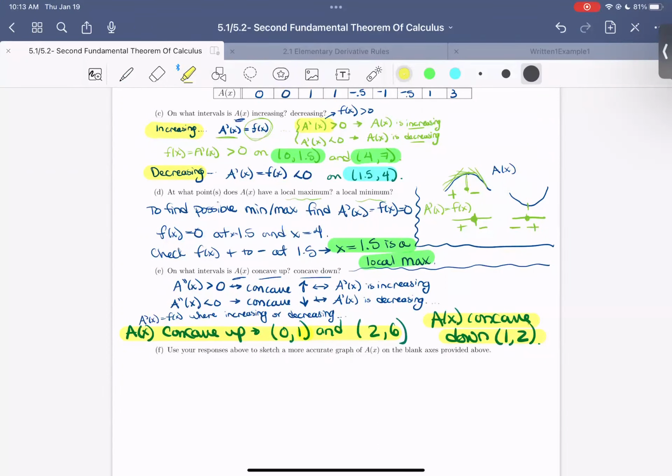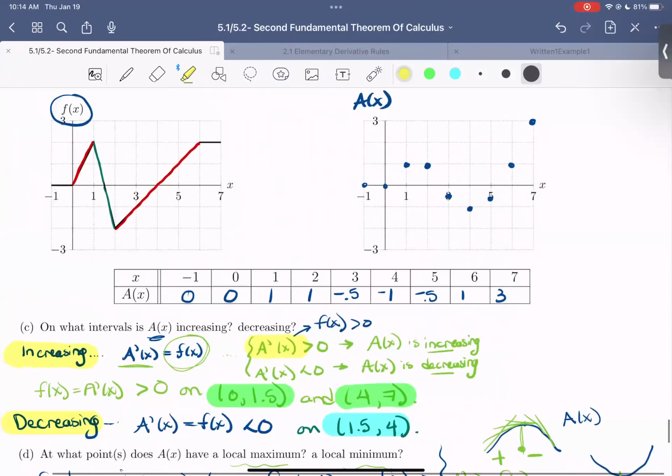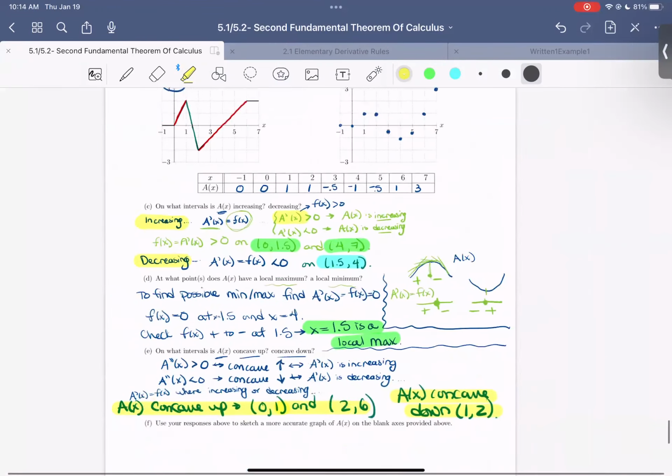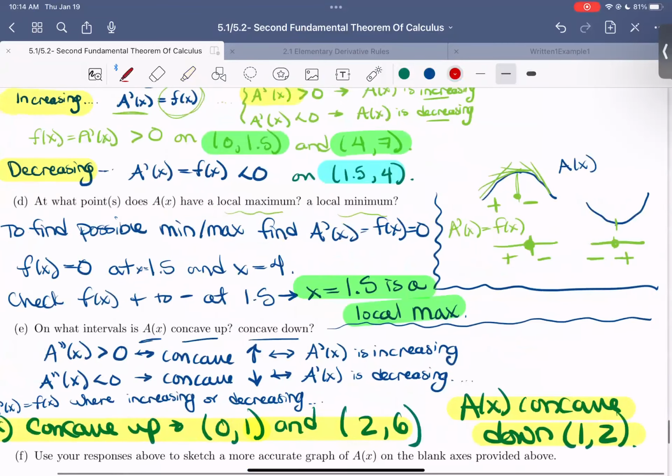All right, now to part F. So part F says, use your responses above to sketch a more accurate graph of a of x on the blank axes provided. So again, so far, what we've plotted are just the points of a of x at whole numbers. But what we have in C, D, and E are more descriptions about the behavior of what happens with a of x in between these points. One thing I want to point out is that in part D, we learned that at the point x equals 0.5, we have a local max.